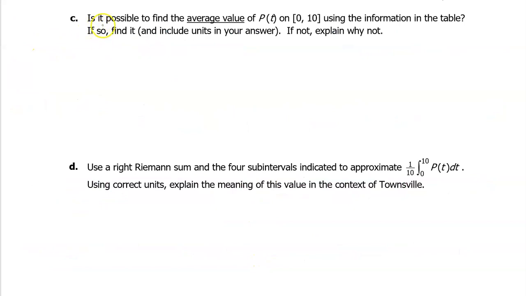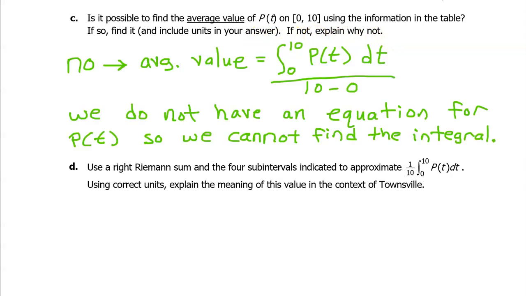Part C, is it possible to find the average value of P of t on the interval from 0 to 10 using the information in the table? If so, find it and include units in your answer. If not, explain why not. We cannot calculate the average value of P of t. Average value equals integral divided by interval. And we do not have an equation for P of t, so we can't find the integral.